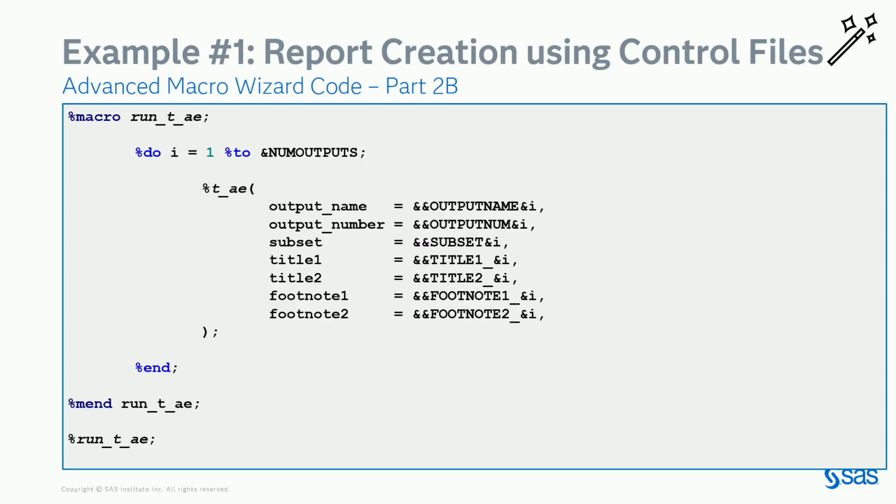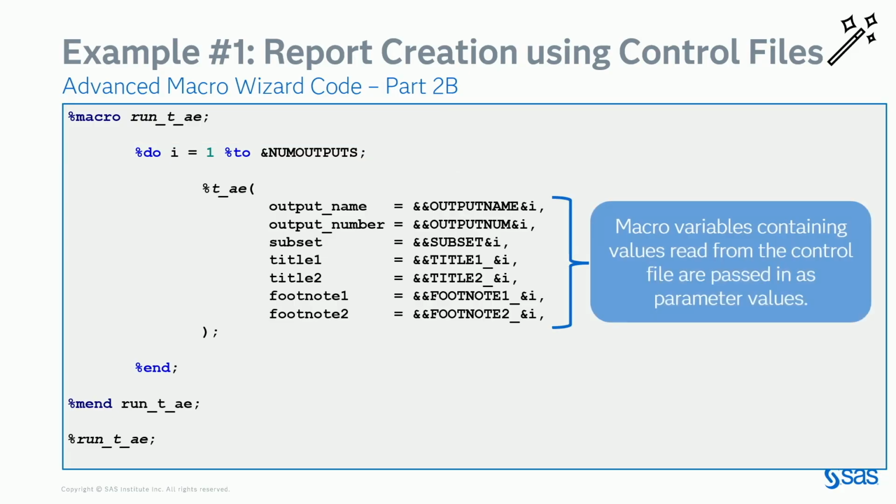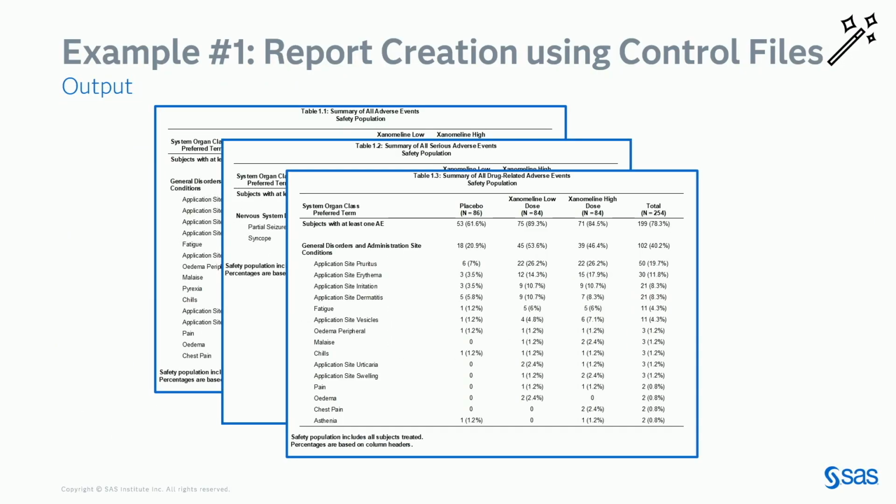So this do loop runs the number of times equal to the number of outputs that we're creating, and each time it passes in all the parameters that it read in from the Excel spreadsheet into the macro variables for that output. And when we're done, we will have a set of table outputs that look just like what we had before. So the same outputs were created, but everything that controlled all of the attributes of these tables was in our control file, not in our code.